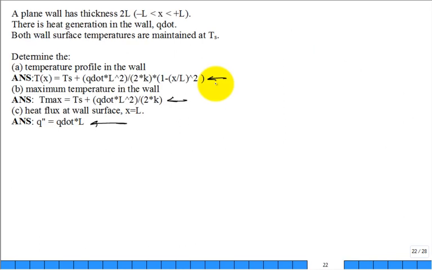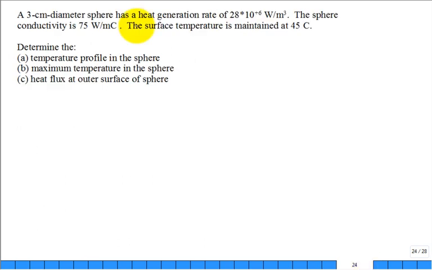This is a summary of the solution for all those. Let's press forward to a new problem. We have a spherical problem. We have a given radius of 1.5 centimeter or 0.015 meter. We'll plug in numbers later. You have a heat generation rate given. The sphere has a given thermal conductivity, and it has a given surface temperature of 45 degrees C. First of all, get the temperature profile in the sphere.